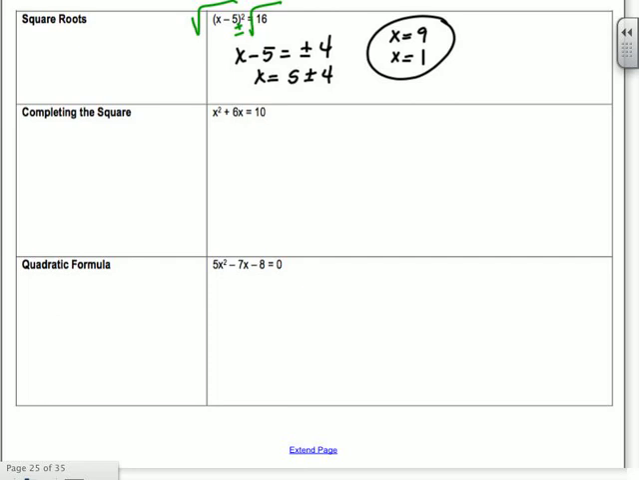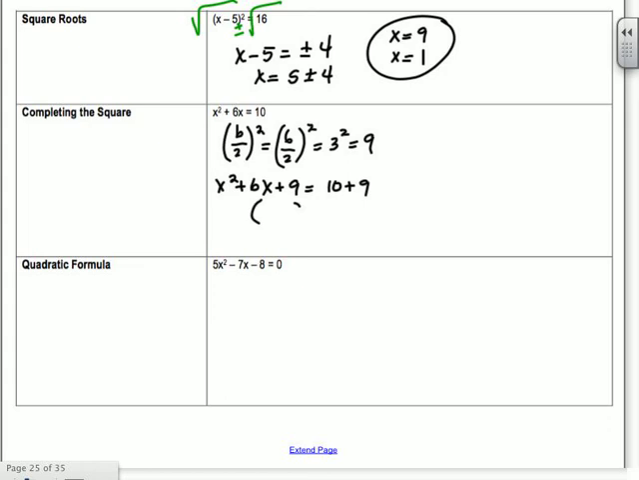Okay, then we came to the complete the square, which we just did. So if I do my b divided by 2 squared, I get 6 over 2 squared is 3 squared, which is 9. That's what I add to both sides, so I have x squared plus 6x plus 9 equals 10 plus 9. That's now a perfect square. It's x plus 3 times itself equals 19.